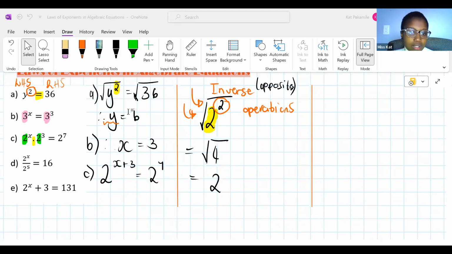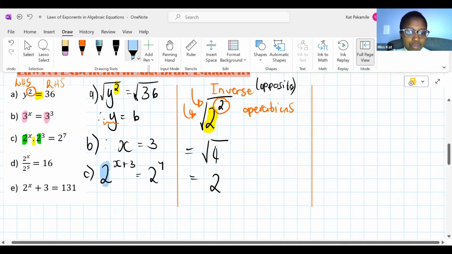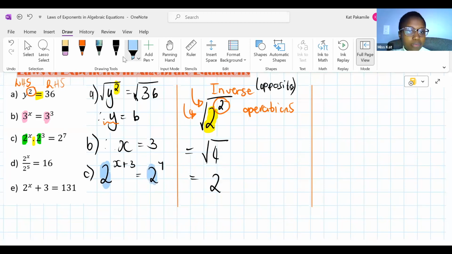Now what, guys? Check what we did in B. We have 2 sides with the same bases. What can we do to the exponents? We have a 2 on the left and a 2 on the right. What can we do with the bases now? Yes, Eddie. We can add them, ma'am. Add them. What are we adding?